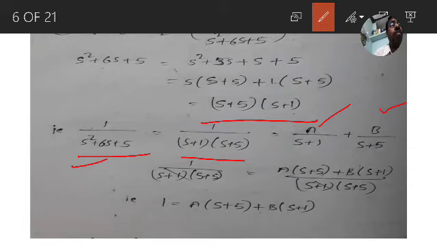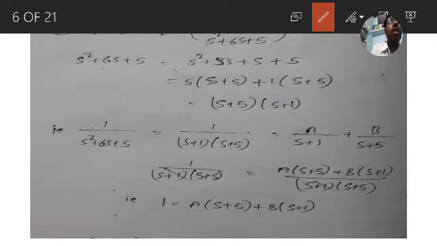Now take the LCM. The LCM is s plus 1 into s plus 5. Cancel the denominators and equate the numerators. What is the numerator? 1. And the right hand side is A into s plus 5 plus B into s plus 1. Therefore 1 is equal to A into s plus 5 plus B into s plus 1. Now you have to find the A value and B value. How to find them?